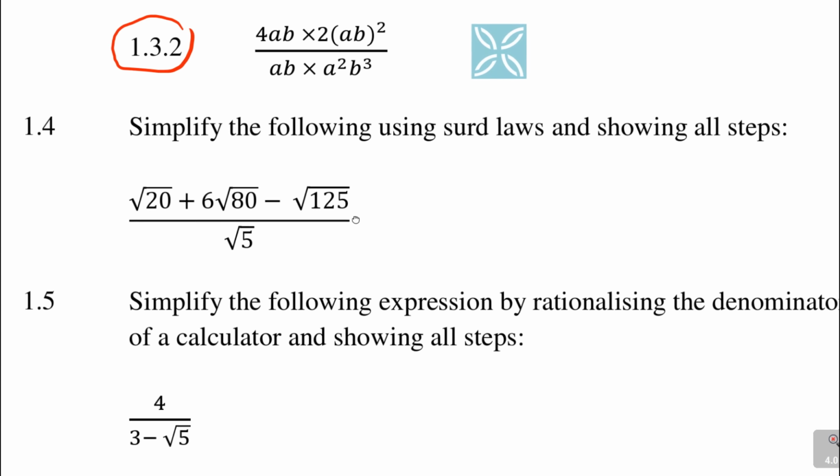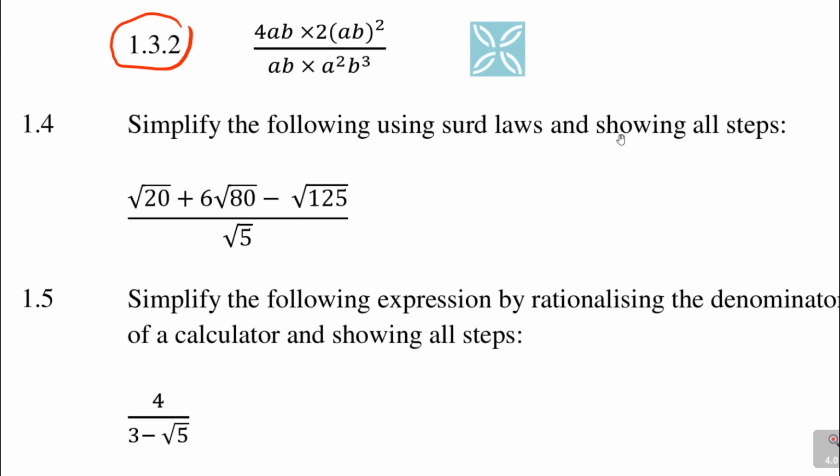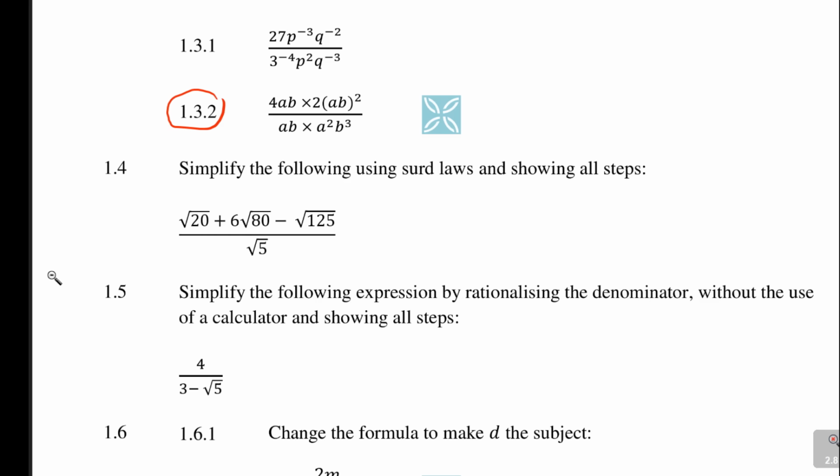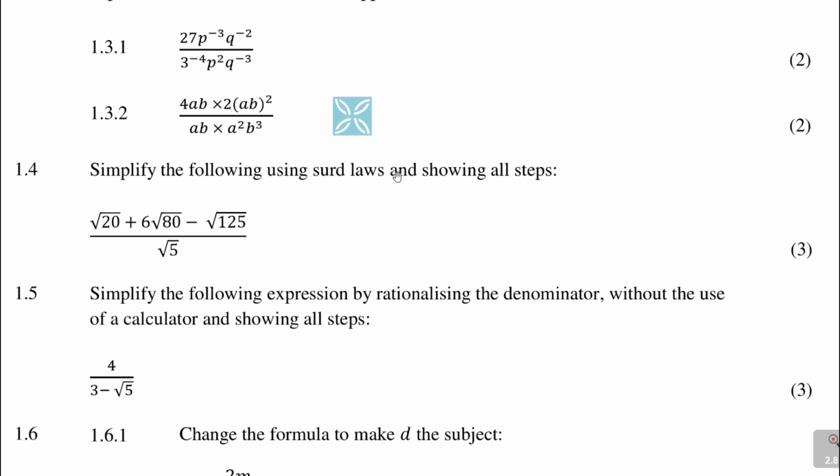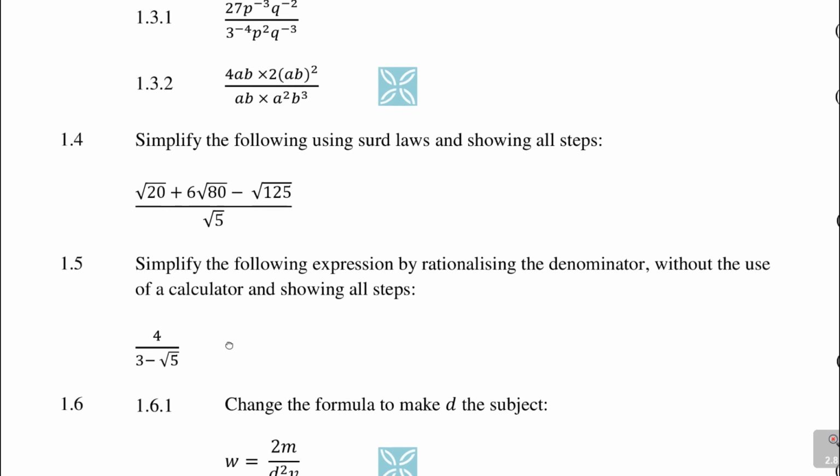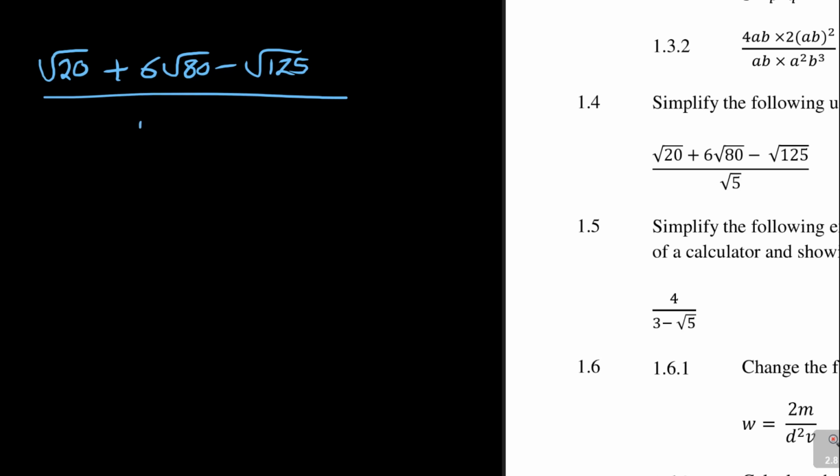Right. Now simplify the following, showing all your steps. Alright, I think I need to bring it a little bit small. Simplify the following, showing your steps. These are surds. It's also not that complicated. Look at this. I've got square root of 20 plus 6 square root of 80 minus square root of 125 over square root of 5.